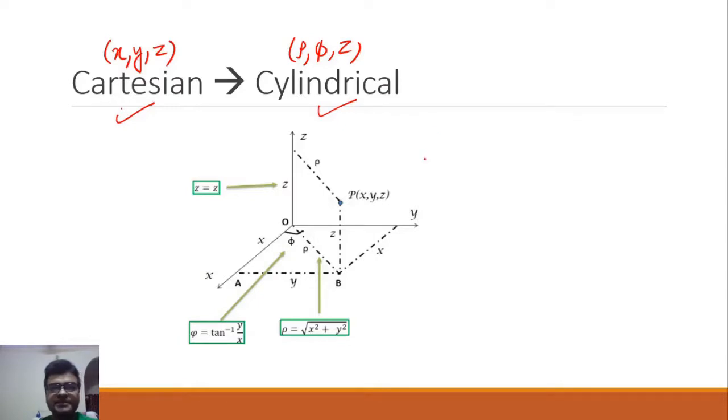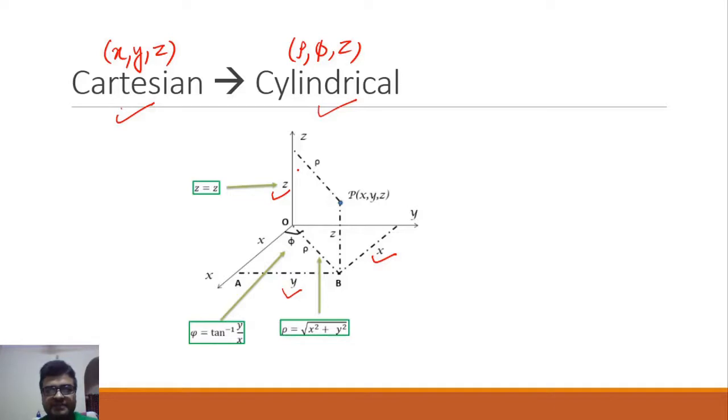So here in this diagram that you see on the screen, in the Cartesian coordinate system, you know that our basis is the axes x, y and z. Any dimension that is parallel to the x-axis is known as the x dimension. Any dimension that is parallel to the y-axis on the xy plane will be known as the y dimension. And any dimension that is parallel to this vertical z axis will be known as the z dimension. Now our task is to convert this x, y, z into rho, phi, z.